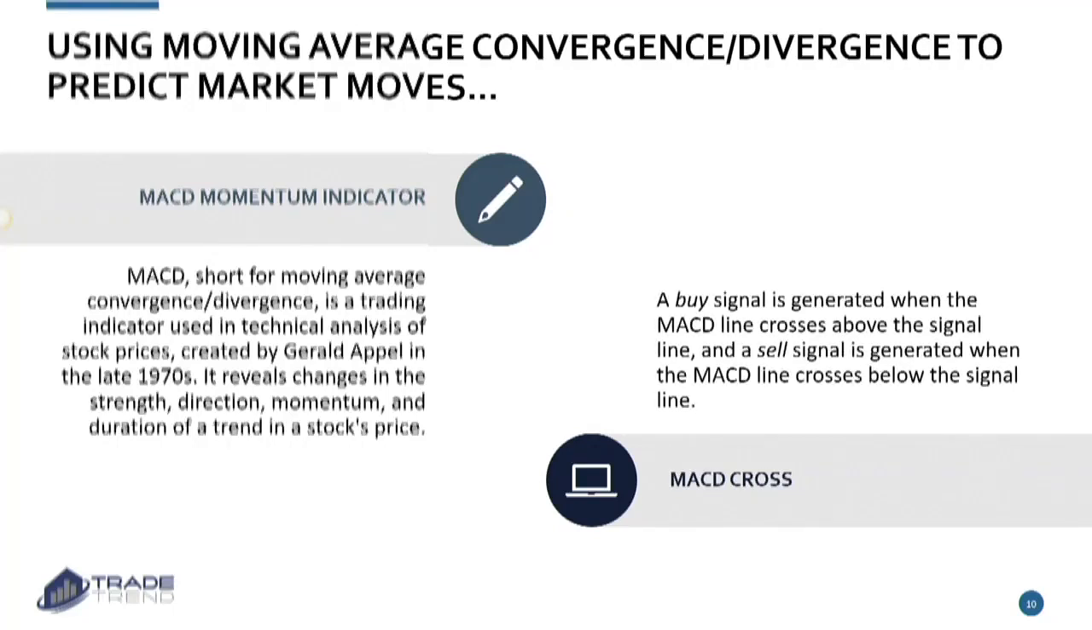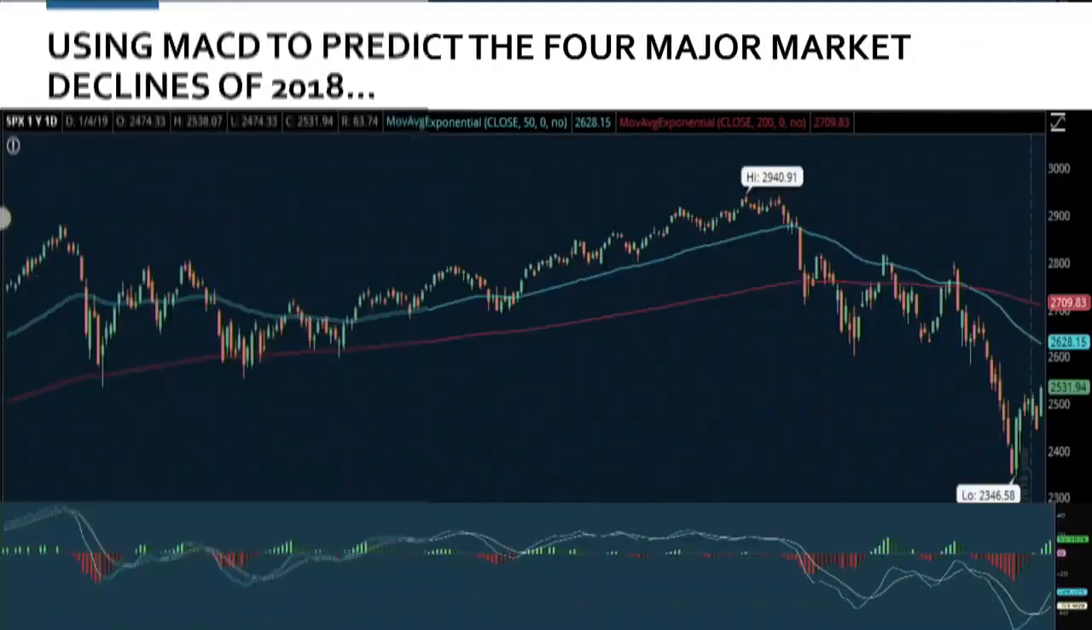So simply put, a buy signal is generated, if you're using the MACD as a standalone indicator, when the MACD line crosses above the signal line, and vice versa, a sell signal is generated when the MACD line crosses below the signal line. Okay, so pretty simple. So let's take a look at a chart of, again, the S&P. This is the daily chart going back, this time with the MACD plotted on it. And I'm going to show you where these crosses occurred that could have actually warned us of the 4 major sell-offs that we saw in 2018.